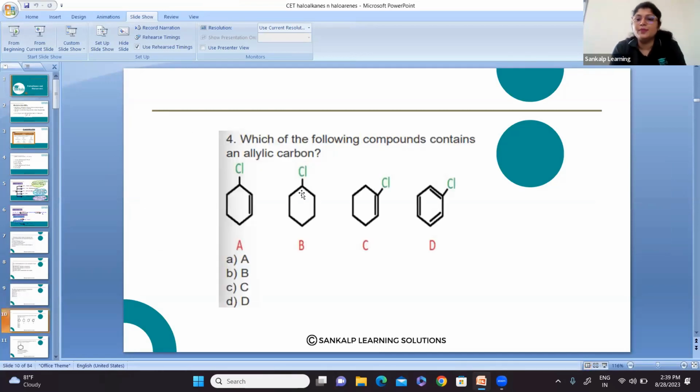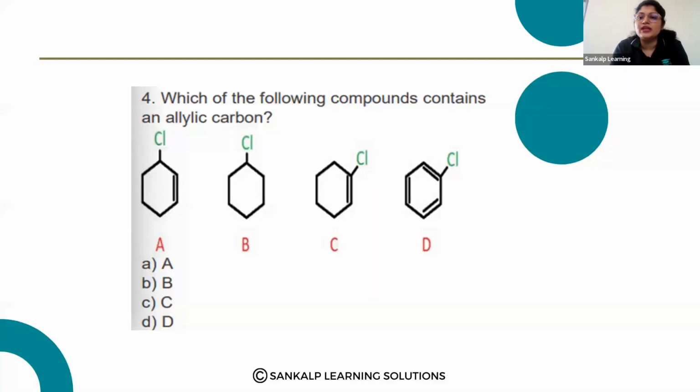Which of the following compounds contains an allylic carbon? Now we have seen what is allylic carbon. What do you mean by allylic carbon? In allylic carbon, the halogen atom is bonded to an sp3 hybridized carbon, which is next to a carbon-carbon double bond, right? Which is the example which we have seen? It is an allylic carbon, in case of aryl groups it is a ring structure. So A is the correct answer.